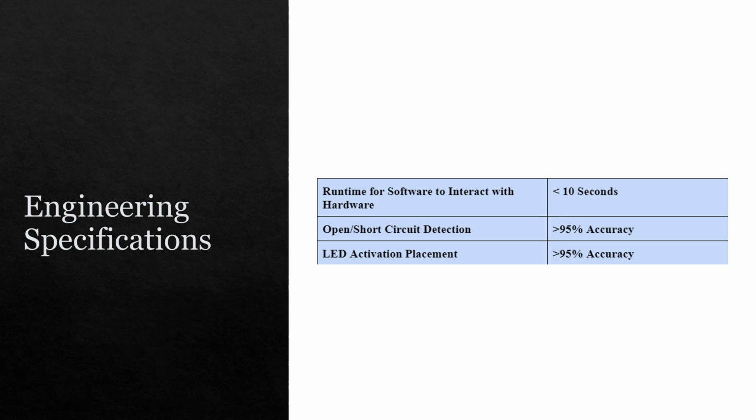For the open and short circuit detection, we're going to show a couple different circuits where we're going to go ahead and make an open or a short, and the GUI should give a warning to the user that there is an open or short circuit detected.